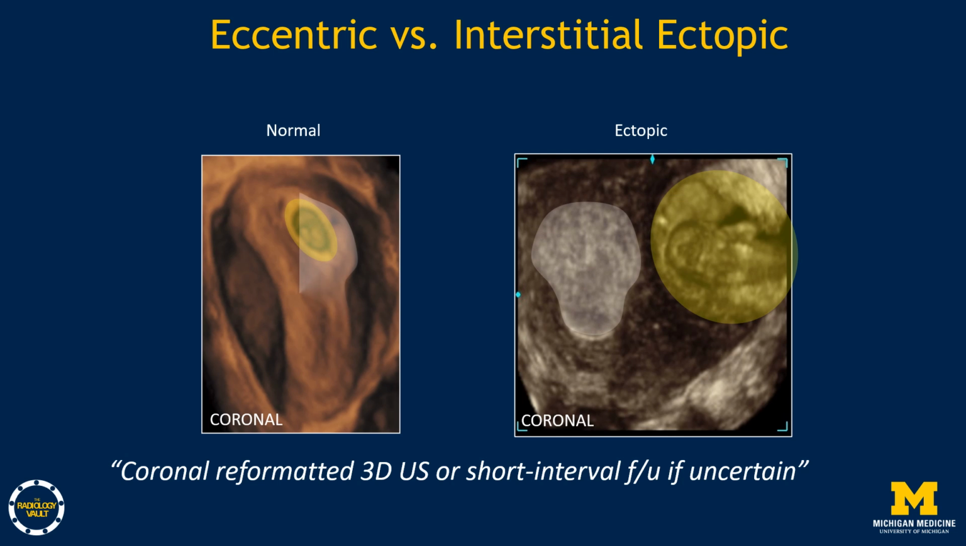So in both cases, the white outline shows the endometrial tissue itself. The endometrium completely surrounds the gestational sac in the eccentric pregnancy, but in the ectopic pregnancy, there's actually a bar of myometrium between the two. Sometimes this distinction can be difficult, particularly when the sac is small, and we do short-term follow-up interval ultrasound if we're uncertain.